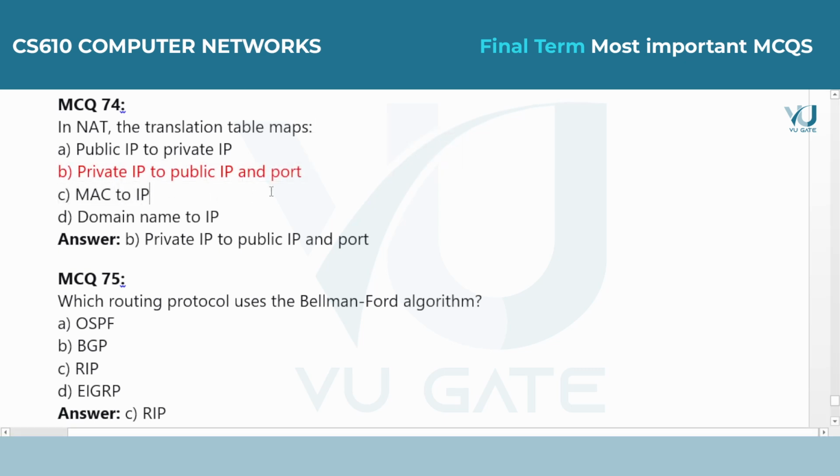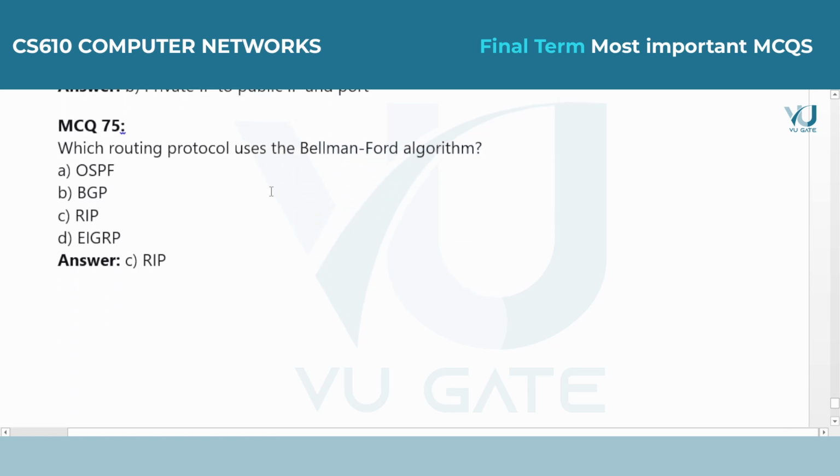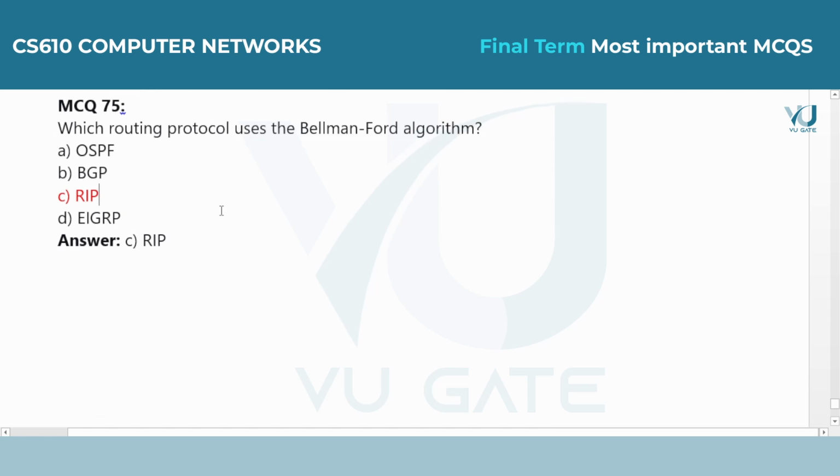MCQ 75. Which routing protocol uses the Bellman-Ford algorithm? Answer: C. RIP. Concept: the Routing Information Protocol, RIP, uses this distance vector algorithm to find the path with the fewest number of hops.